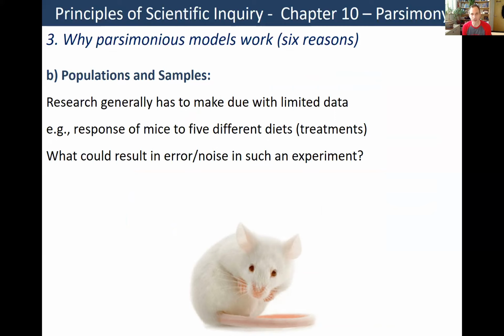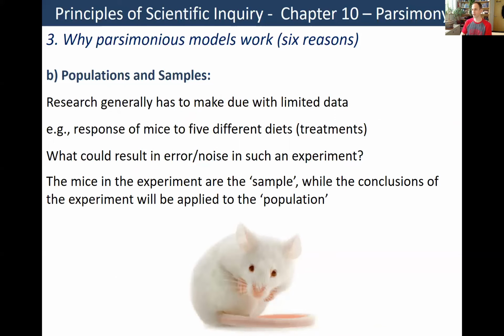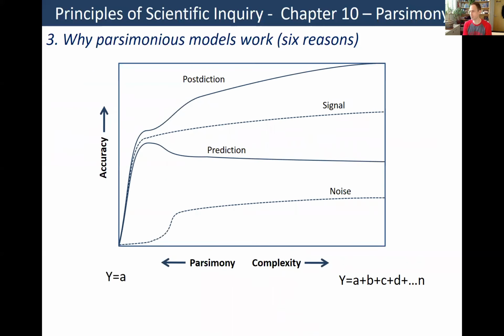We could measure something differently. There could be variation in the fragments of food that are being fed to the animals. There could be a number of things that contribute. The animals could have some genetic variability that leads to variability in the response. Could be a number of reasons. So the mice in the experiment are the sample, while the conclusions of the experiment will be hopefully applied to the broader population of all mice, at least all pet mice probably.